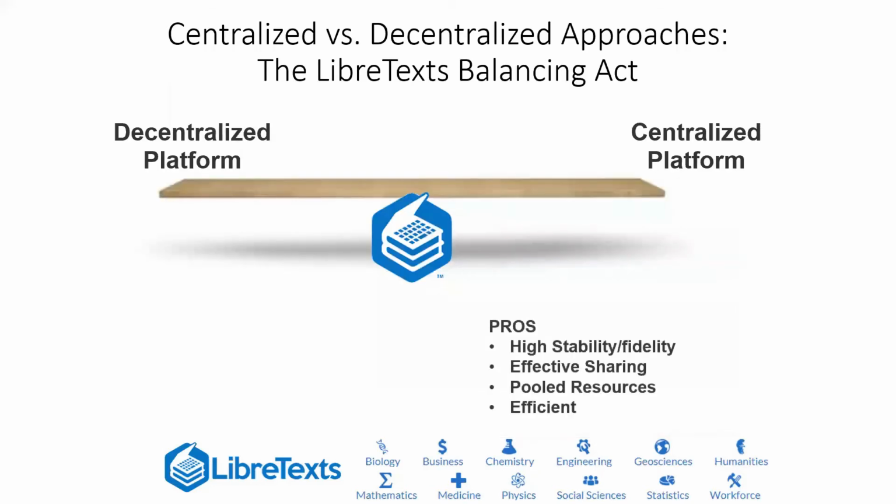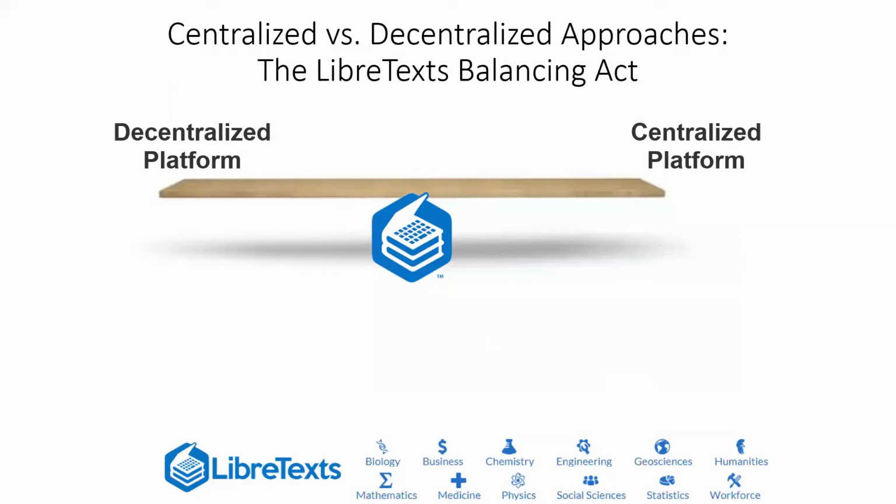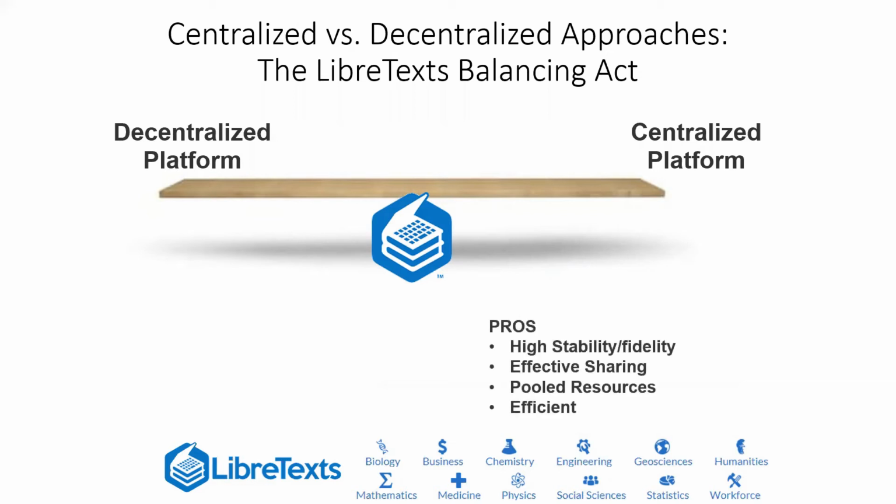So you can take two approaches in order to build this infrastructure. We can do a decentralized approach, or we can do a centralized approach, and they have benefits and detractions. And I want to emphasize this because we are doing both. So a centralized platform where you can have everything in lockstep together has its benefits in that it has high stability, high fidelity. It's effective at sharing resources because it's centralized. It pools those resources very nicely, and it's efficient in that it's less costly than having things distributed.